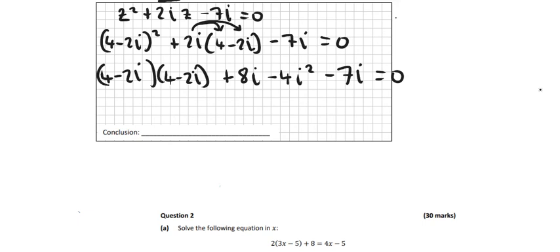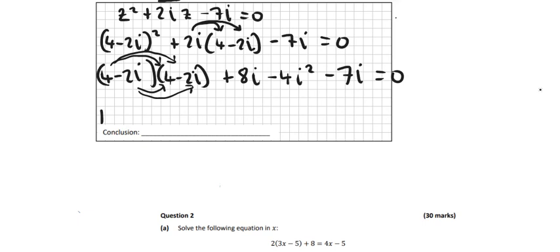Now, anywhere you see an i squared in complex numbers, you can put in a minus 1 instead of it. I can do that here, but I'm just going to multiply out these double brackets first. There are different ways of doing this. Some people use a table, other people use arrows like this to help them remember what to multiply. But you have to multiply everything by everything.